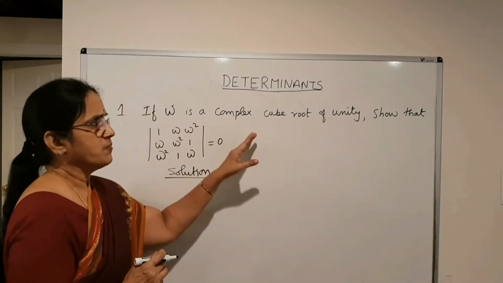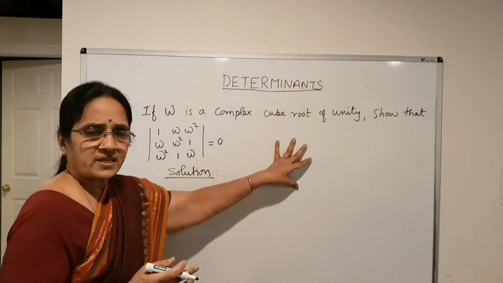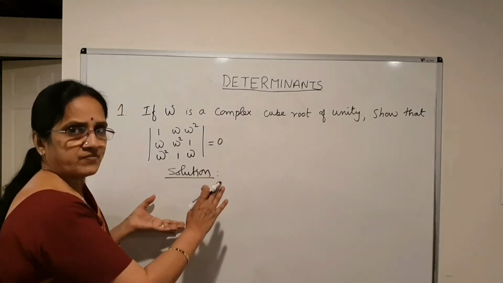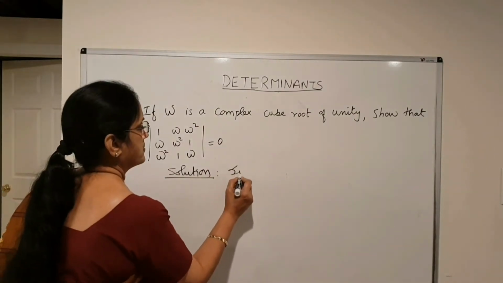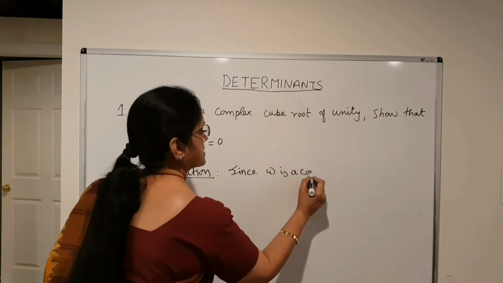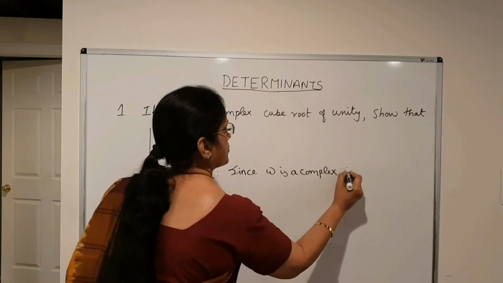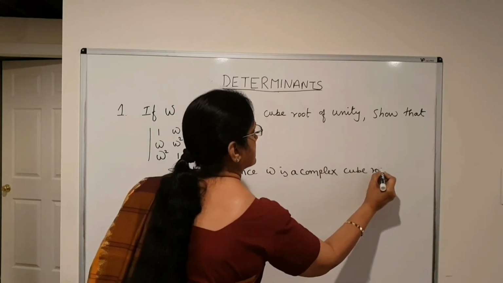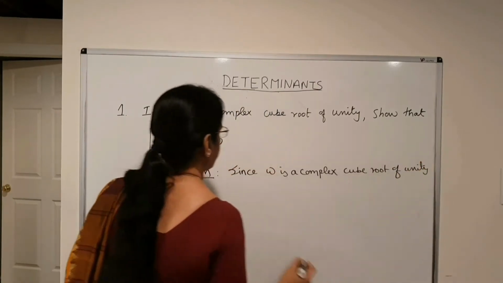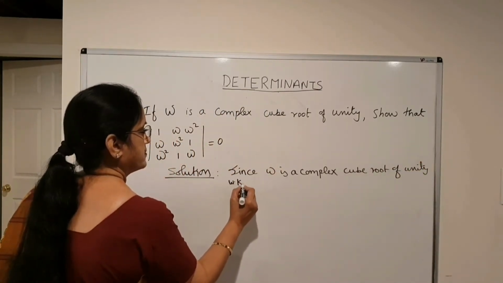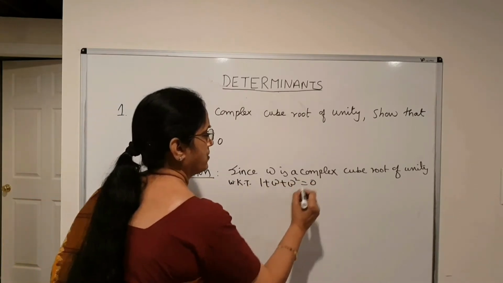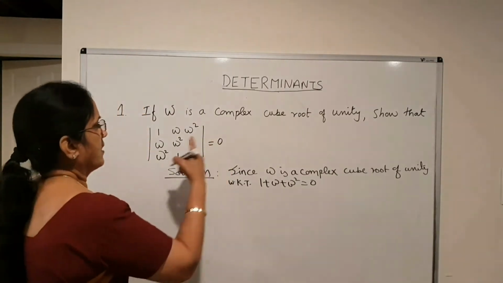Since omega is a complex cube root of unity, you know that 1 plus omega plus omega square equal to 0. So that point should be written first. So since omega is a complex cube root of unity, we know that 1 plus omega plus omega square equal to 0. Okay. Now let us take LHS.